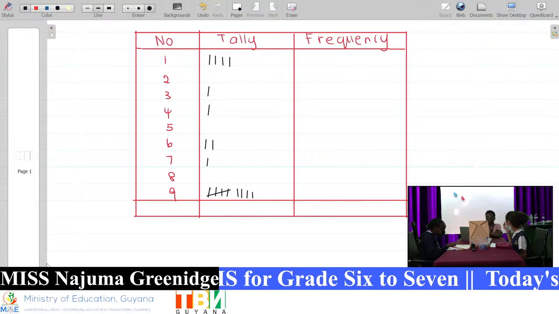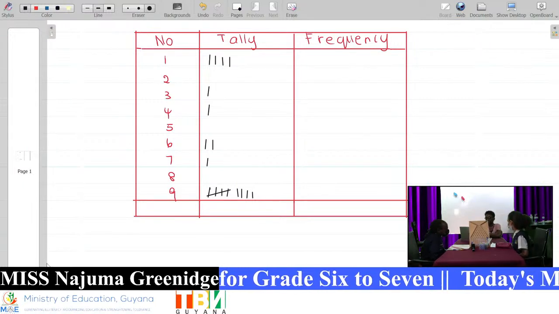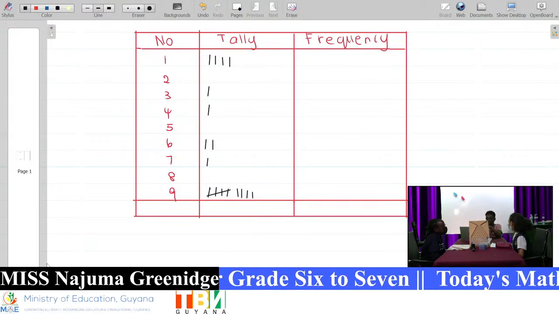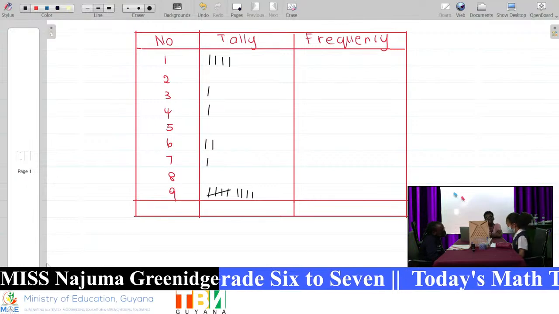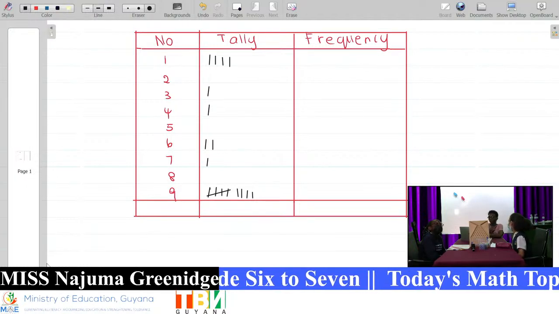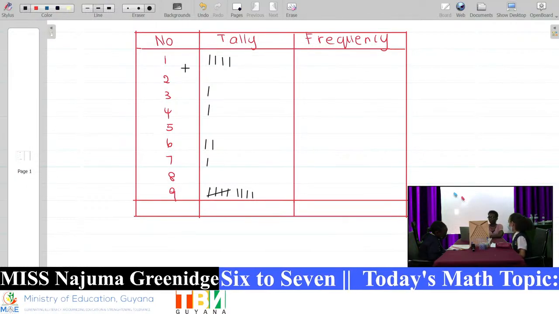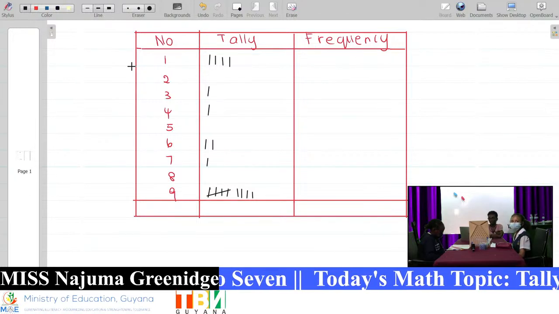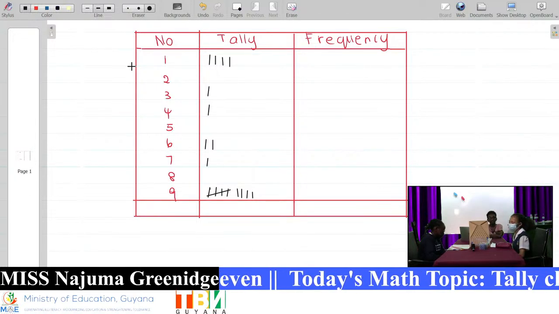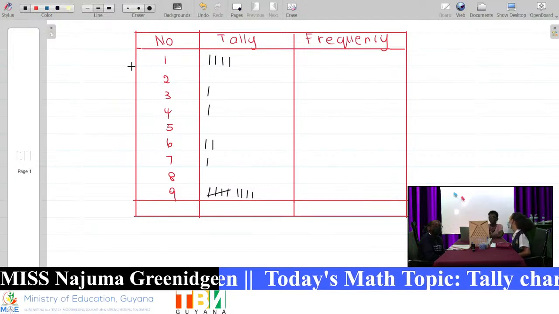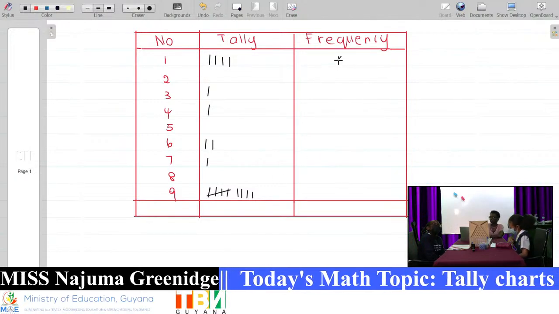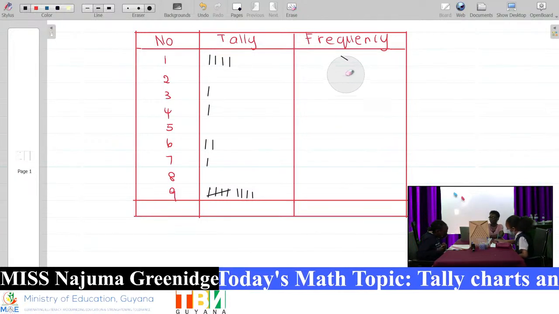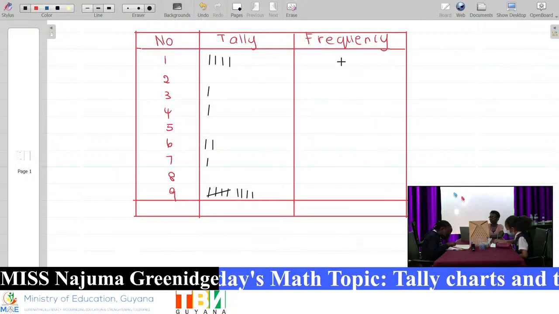All right. So now, if you check this now, we're applying numbers to where our frequency column is. So if you look at number 1, we have 4 tally. And how many marbles in there? 4. So it corresponds, right? So you write the number 4 here.